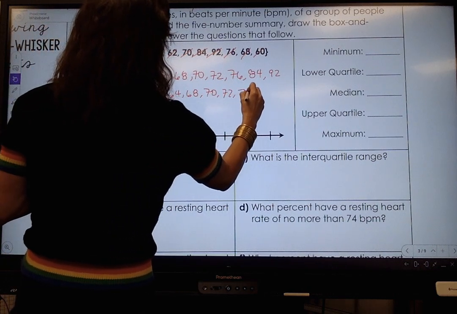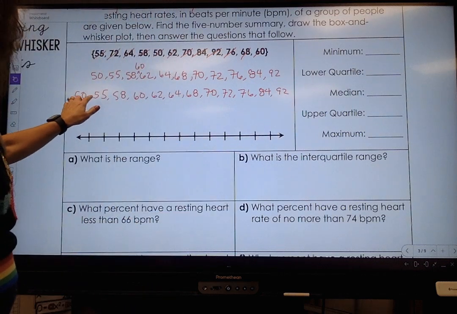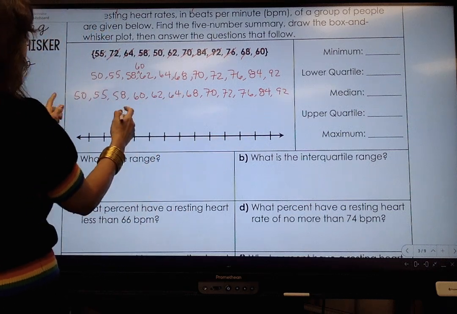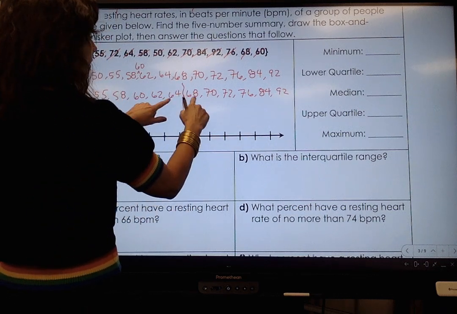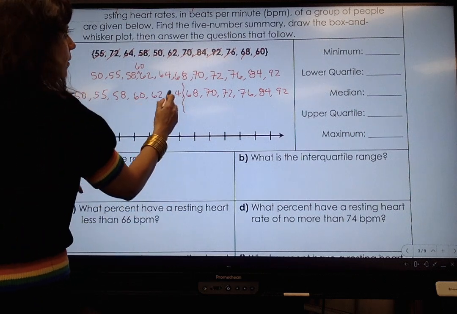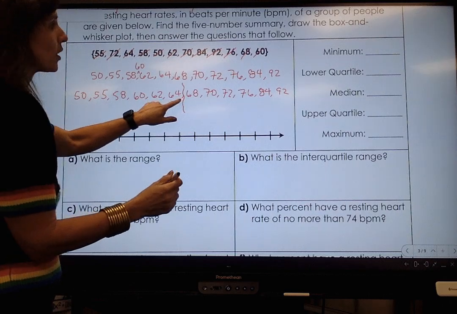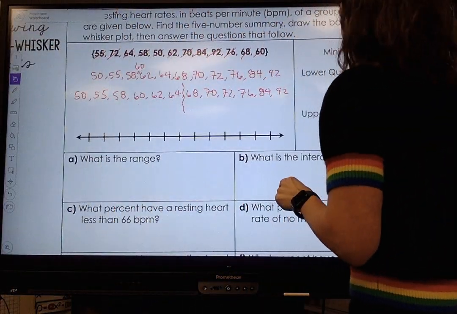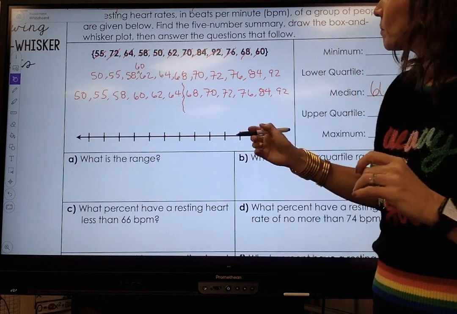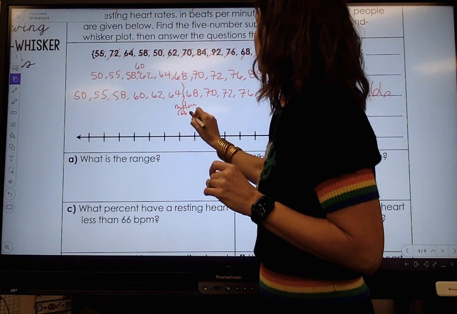All right, so the first point I'm going to make is I'm going to find the median. How many data points do we have? We have 4, 8, 9, 10, 11, 12. So 6 is going to be on one side, and 6 is going to be on the other side. Remember, how you get the median is you add them up and you divide by 2. So if you add these up and divide by 2, you're going to get 66 as the median.